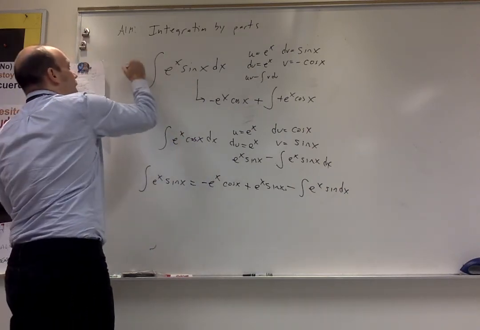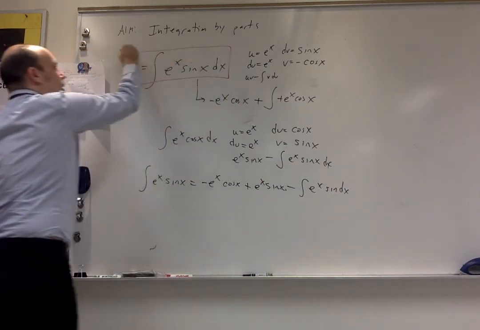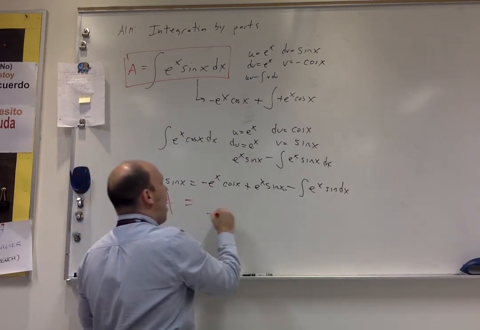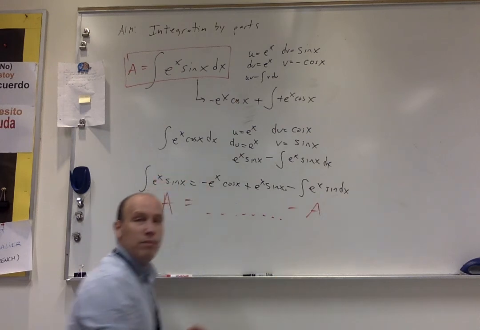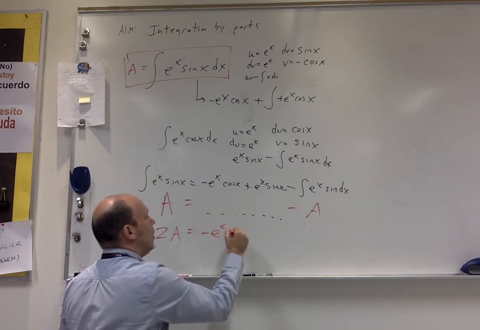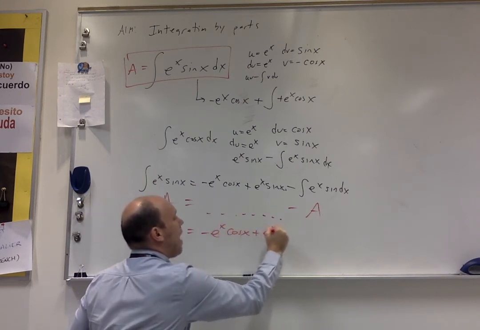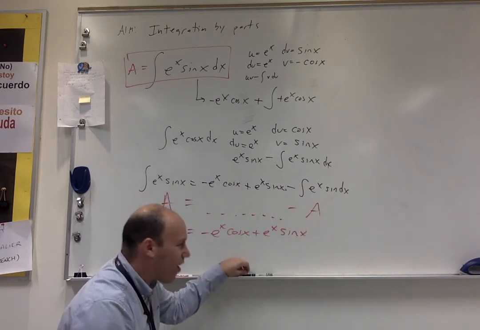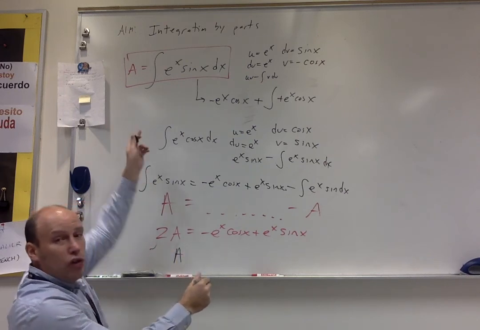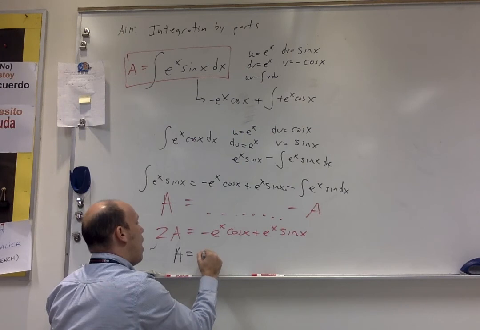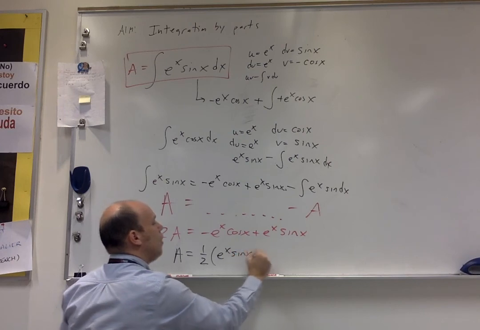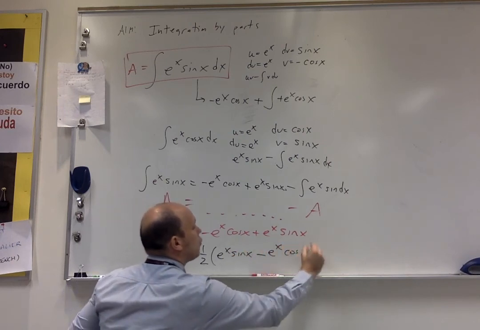We're going to let this equal a. We're going to let that part equal a. That means we have a equals blah, blah, blah minus a. Therefore, we have 2a equals negative e to the x cosine of x plus e to the x sine of x. And therefore, to conclude, a, which was our original integral, is equal to 1/2. I'm going to fix this up to make it nice and pretty. e to the x sine of x minus e to the x cosine of x.